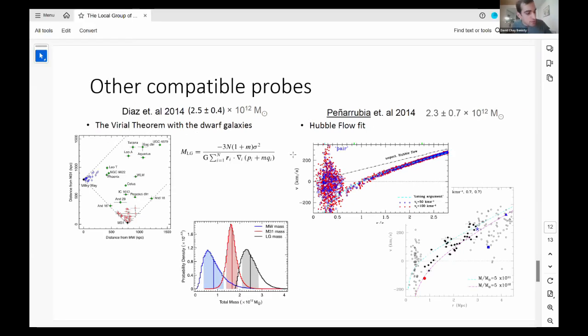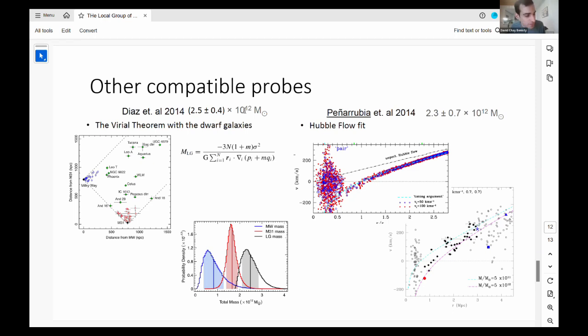I'd just like to give you another idea about the other estimates in the Local Group. As I said before, Milky Way and Andromeda have a lot of dwarf galaxies around them, really close by and also a bit far away. If you assume the so-called Virial Theorem, 2 times the kinetic energy plus the gravitational potential energy is 0, you can get the total mass of Milky Way and Andromeda with the dwarf galaxies around them. This was done in 2014 by Diaz et al., and the mass is about, again, 2 times 10 to the power 12 solar masses.